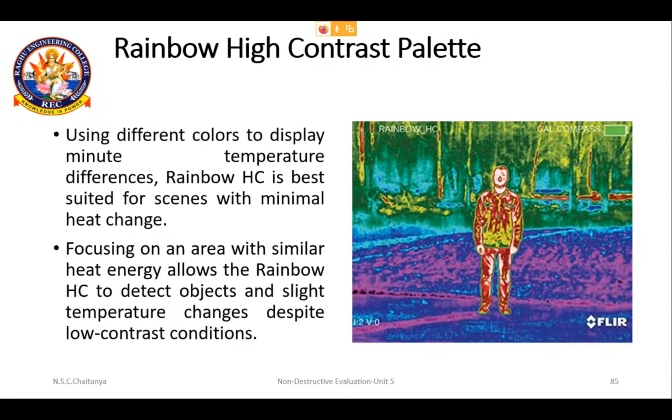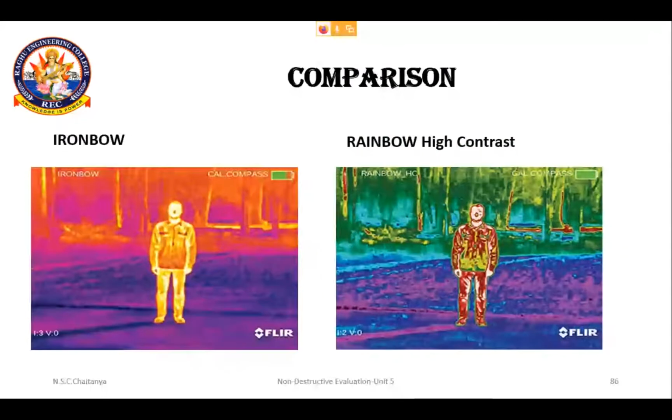Okay. In the next slide, we are going to put those two images, the iron bow palette and the rainbow high contrast palette, side by side. You can see the comparison between these two. The same image, how it is colored using iron bow and how it is colored using rainbow high contrast palette. The same camera, same resolution, same everything.